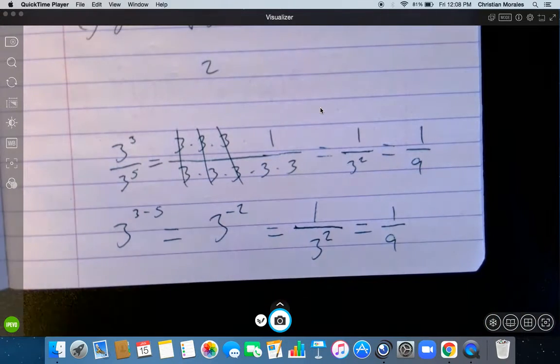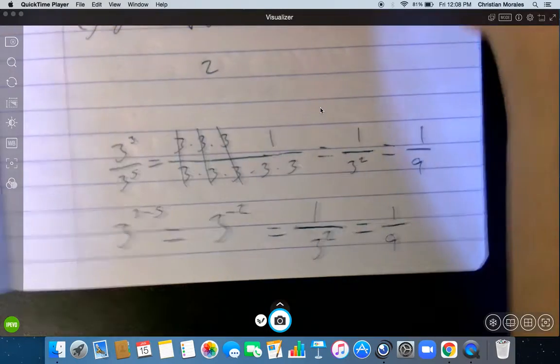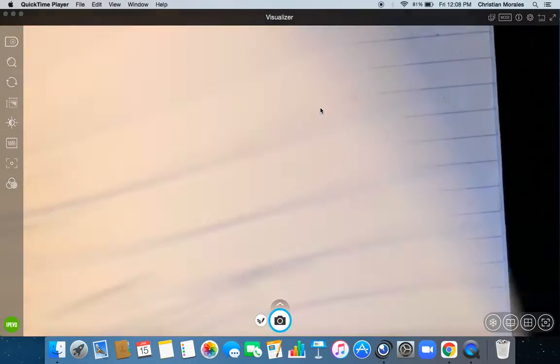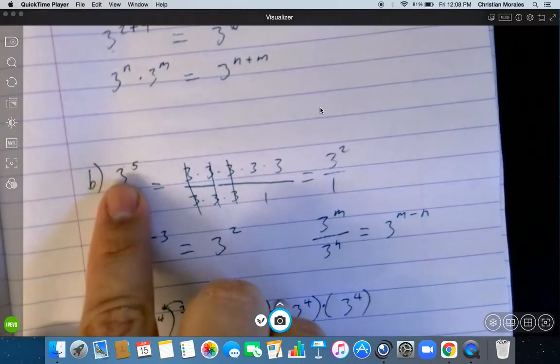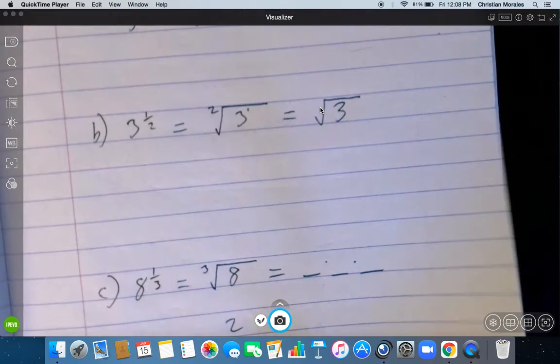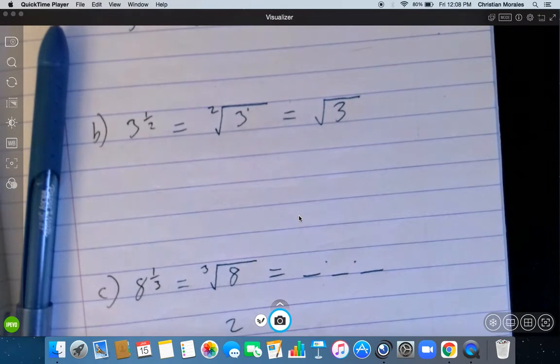Okay, and that's the basic rules of exponents with negatives, with fractions, and previously with positive exponents. Okay? So we're going to stop right there with the rules of exponents.